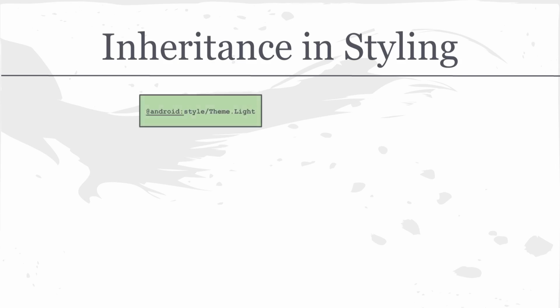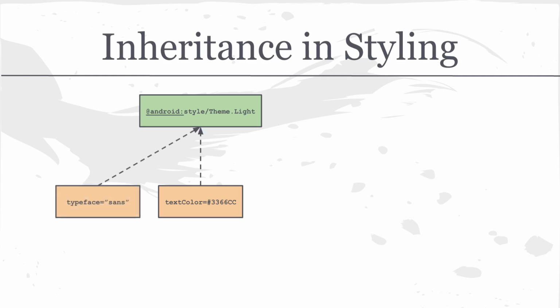So there's really two ways we can go about inheritance with styling. The first one being inheriting from a style in the Android package itself, such as theme.light displayed here. And why would we use inheritance? Let's say we want all of the attributes of theme.light, but we just want to change the text color. We'll specify that theme.light is the parent style, and that in this new style that we're going to create, this text color box, we're going to only change the text color.